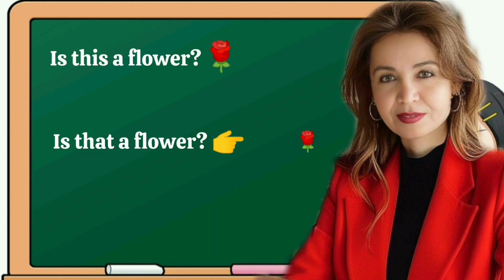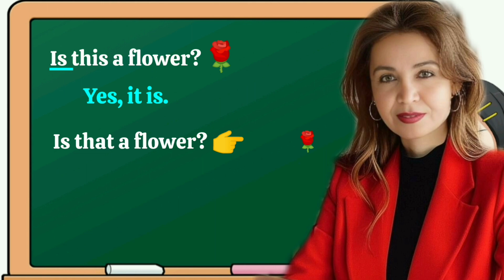Can you see this is a flower? When we make a question, we have to switch. We put the be verb at the beginning and then the remaining question will carry on. So it becomes, is this a flower? It is nearby. So I have used yes. So the answer is yes, it is. Now let us move to the next one.